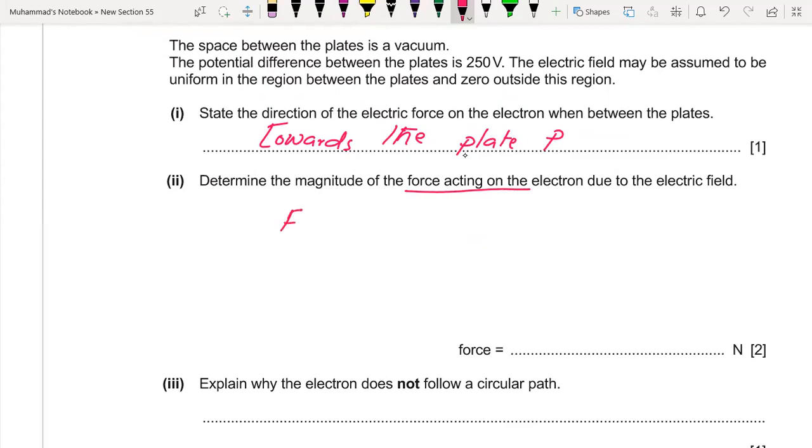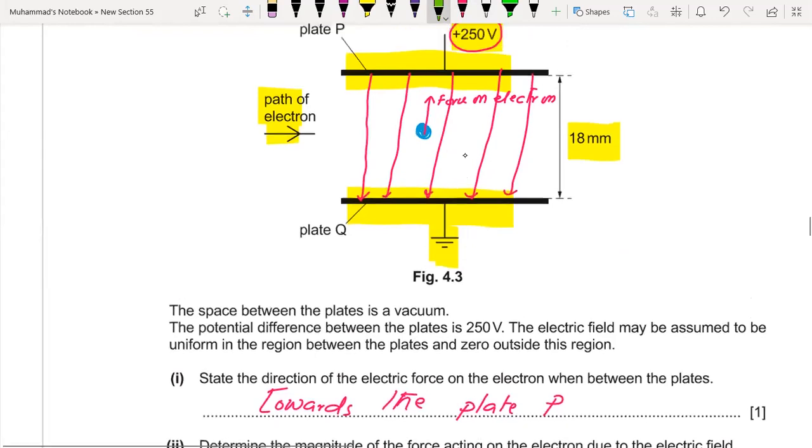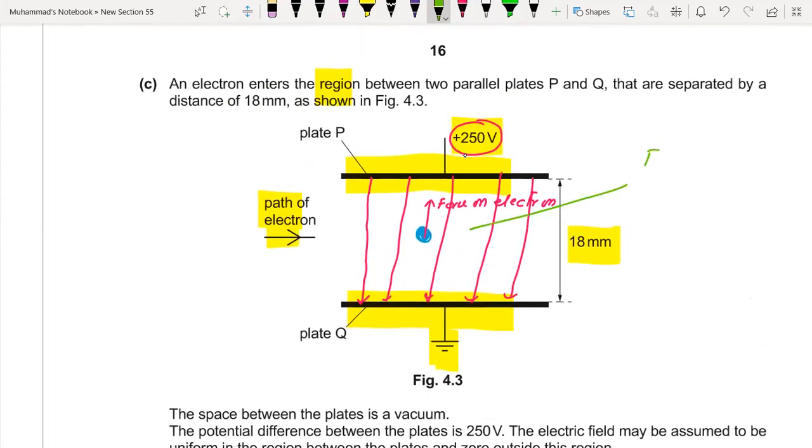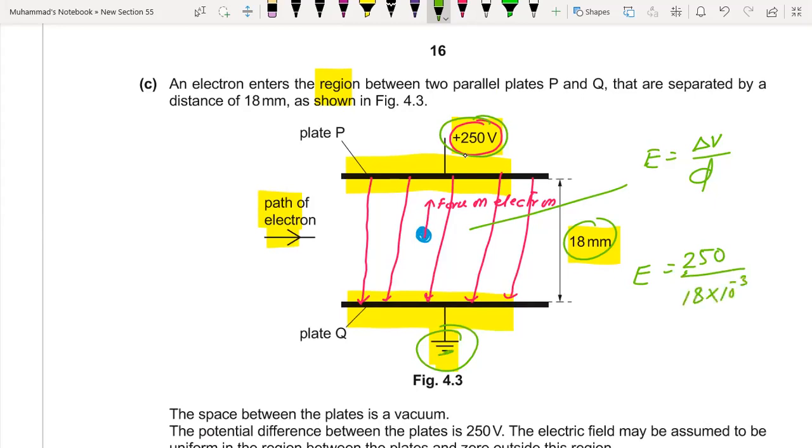You know that electric force is EQ. And electric field strength between the parallel plates is the potential difference across the plates. Electric field strength over here is delta V, the potential difference across the plates divided by this distance. So E is 250 divided by distance, which should be converted into millimeter, 0.018 meter, 10 power minus 3. This is electric field strength.